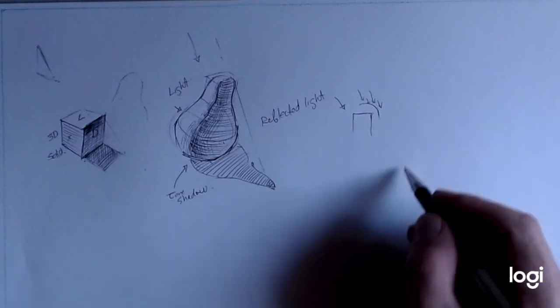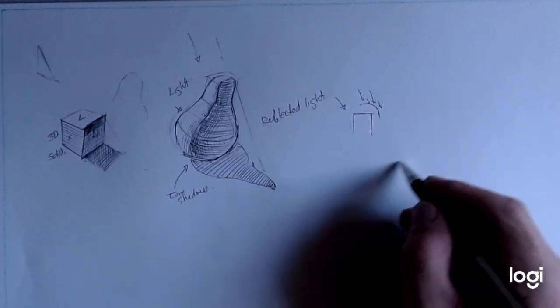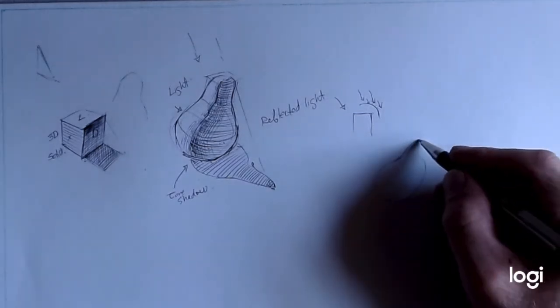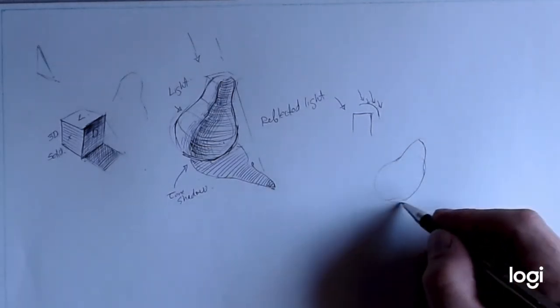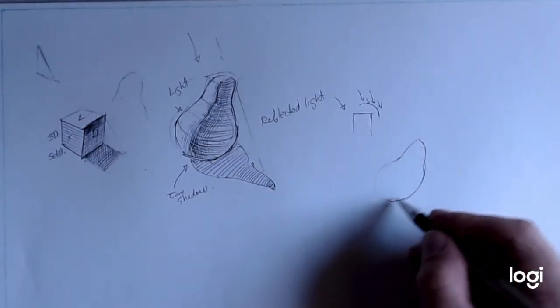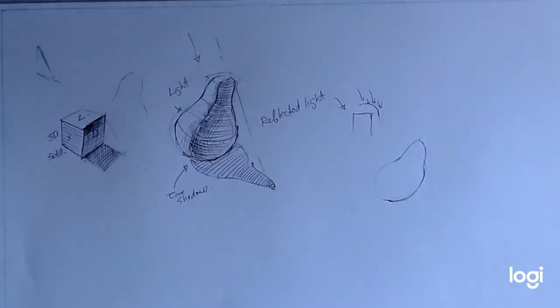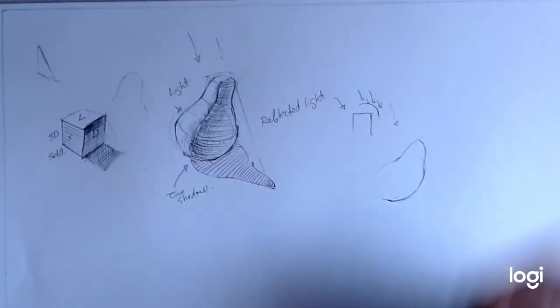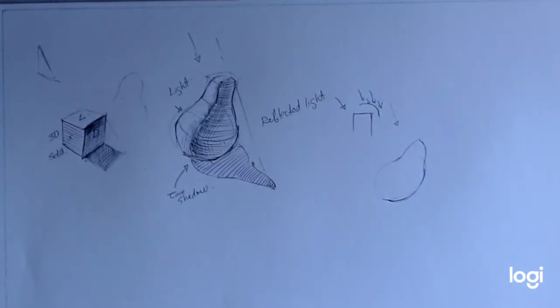So I'm going to do one more little demonstration of this. And I'll just start out with a kind of a pear shape. And I very frequently use the cross contour that comes from the light direction to help establish the form quality.